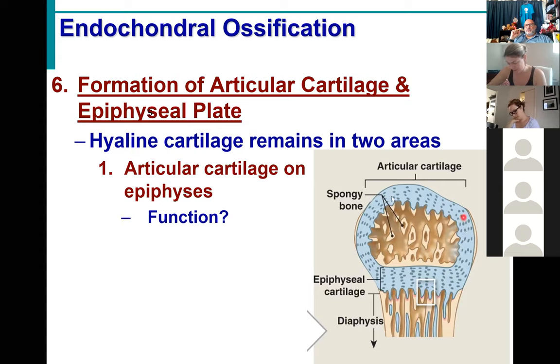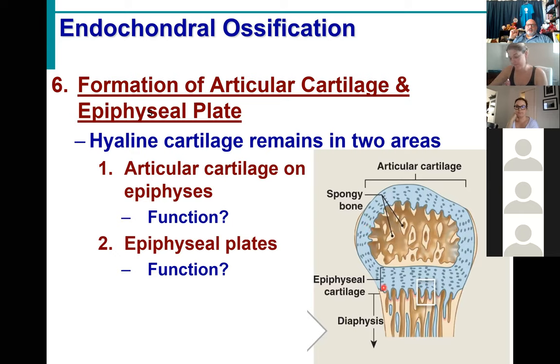And what is the function of that articular cartilage again? Cushion at the joints? Yeah, to form the cushion at the joint, absolutely. And the other place we leave it is in the epiphyseal plate, in the metaphysis, and what is its function? Yeah, growth, and more specifically, growth in length. Don't forget the in length part, because remember, we also are going to have to grow bones in width.